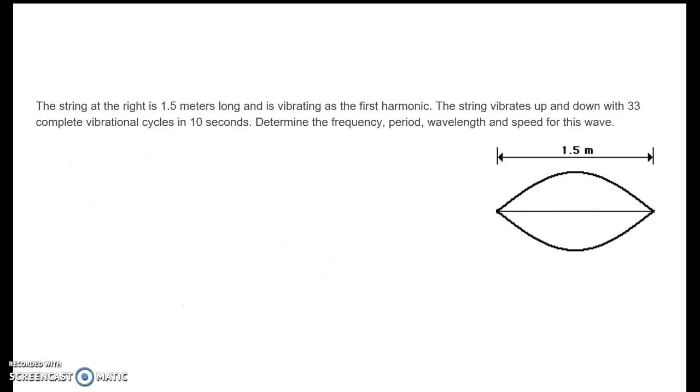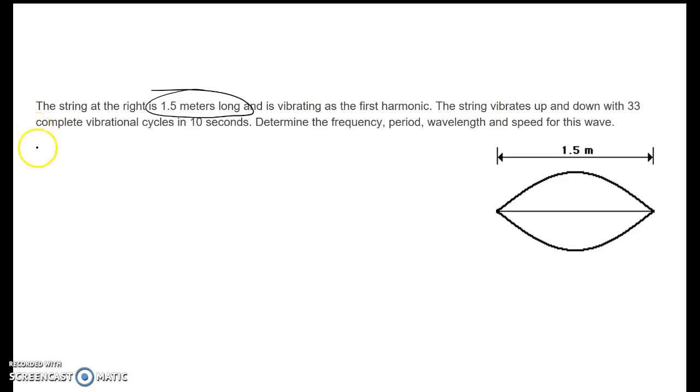Alright, so now we got a string here at the right, and the string at the right is 1.5 meters long and is vibrating as the first harmonic. The string vibrates up and down for 33 complete cycles in 10 seconds. We want the frequency, period, wavelength, and speed for this wave. So we just go back to everything that we know before, okay? We know our length is 1.5 meters, okay? And it's vibrating in the first harmonic.